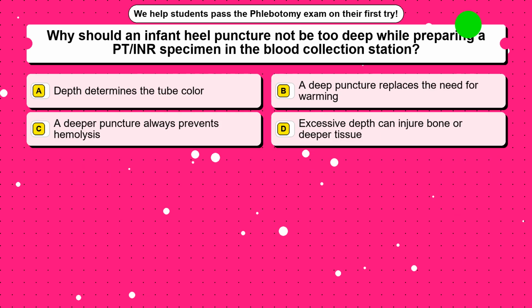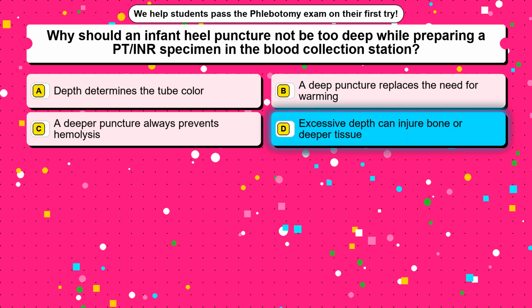Question 57. Why should an infant heel puncture not be too deep while preparing a PT/INR specimen in the blood collection station? Option A. Depth determines the tube color. Option B. A deep puncture replaces the need for warming. Option C. A deeper puncture always prevents hemolysis. Option D. Excessive depth can injure bone or deeper tissue.